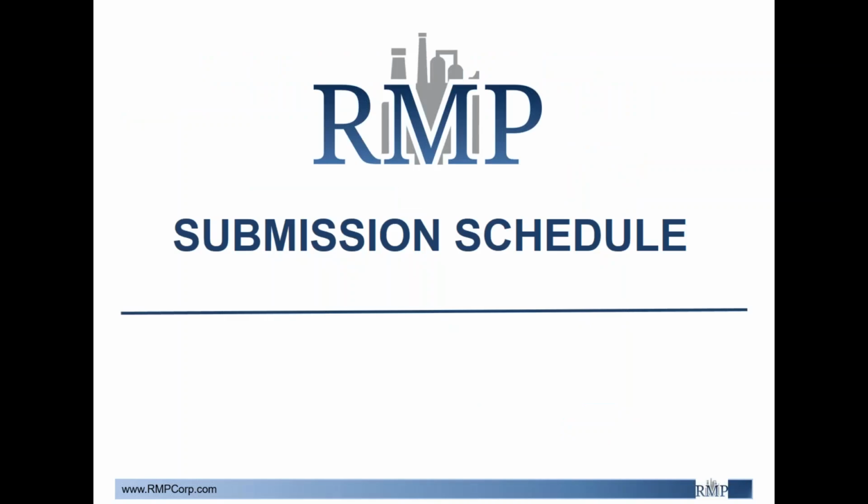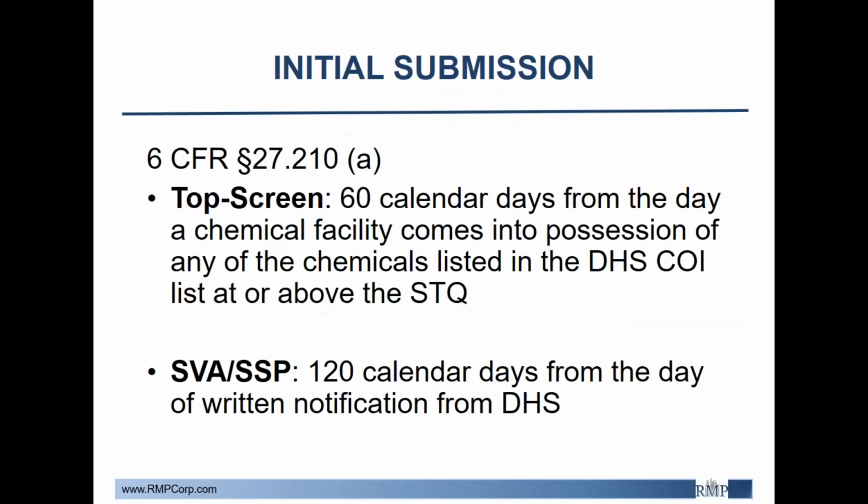So after discussing some of the main requirements and general outline of the CFATS program, you might be asking yourself, when do these documents need to be submitted by? The timeframes on this slide were taken directly from the DHS website and CFATS regulations. Again, as mentioned earlier, a facility has 60 calendar days from the day a chemical facility comes into possession of any chemicals on the DHS COI list at or above the STQ.